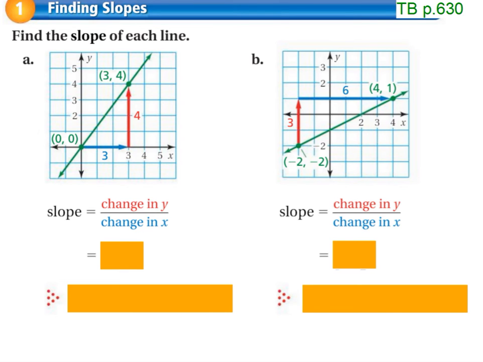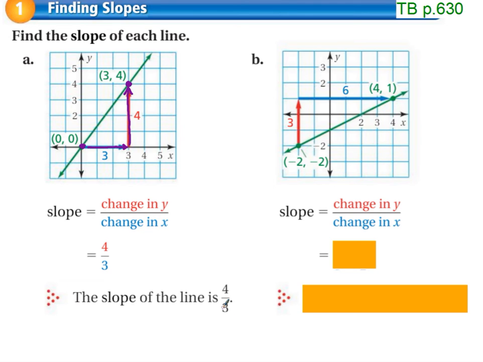Okay, so let's take a look at a couple more examples. Remember, slope is the change in y over the change in x. Okay, this first line, we're taking a look at the point 0, 0 and 3, 4. So the change in y, or how far it's increasing up, is 4. The change horizontally across is 3. So the slope is 4 to 3, or 4/3.